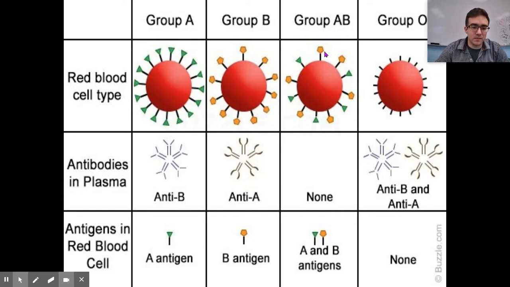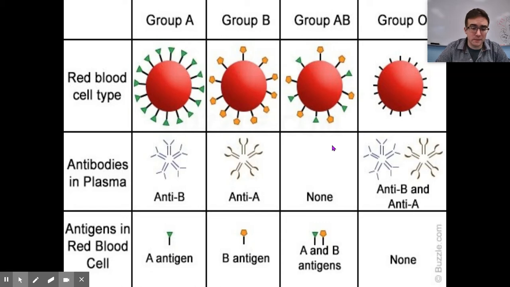Because they have both the A and the B surface proteins, they don't have antibodies for either A or B. So group AB can receive group A, B, or O blood. So they're a universal receptor. They can take anybody. But when they donate, they can really only donate to other AB people. So group O is the universal donor, AB is the universal receptor.